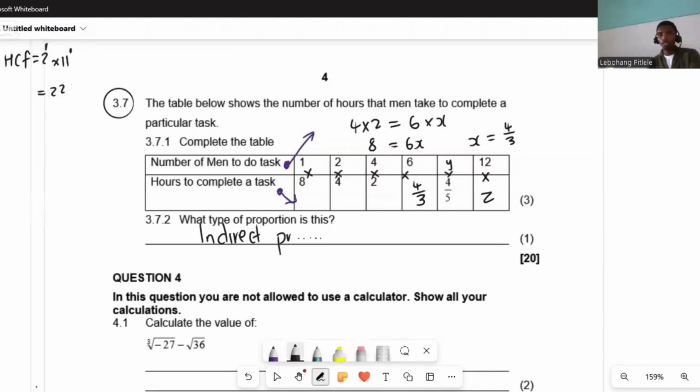We multiply. So when we multiply, 1 times 8 is how much? Is 8. 2 times 4 is how much? 8. 4 times 2 is how much? 8. So when we say 6 times this number, it should give us how much? 8. So now we are done with that. And let's go to the second one. But remember, you have this video, so you'll be able to go and revisit again.